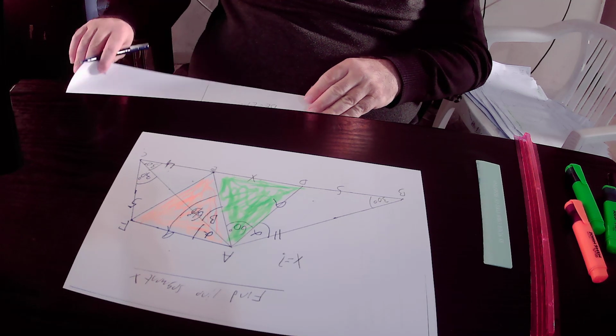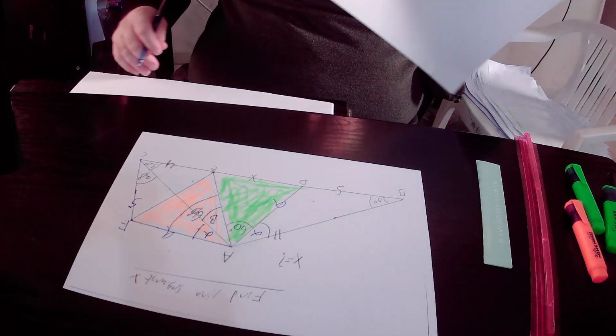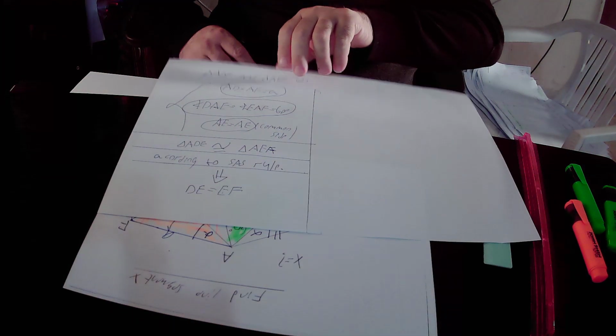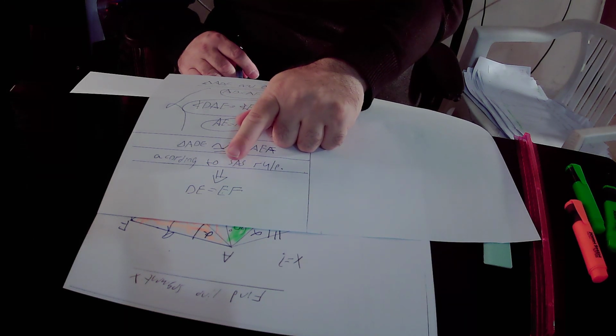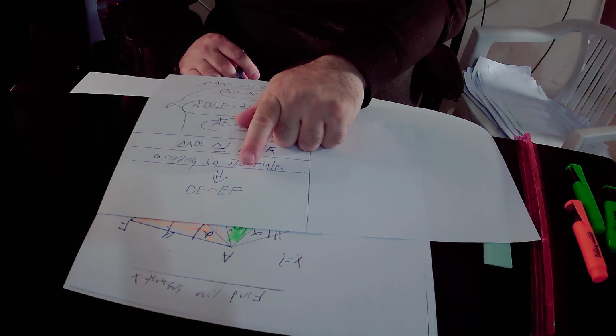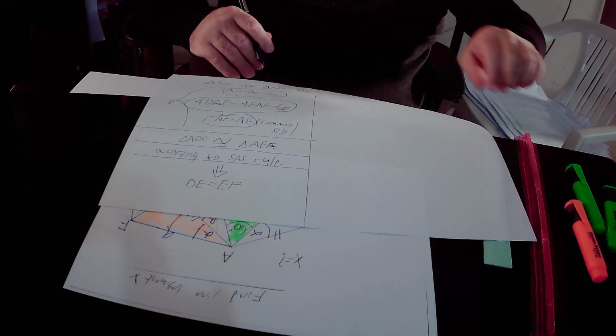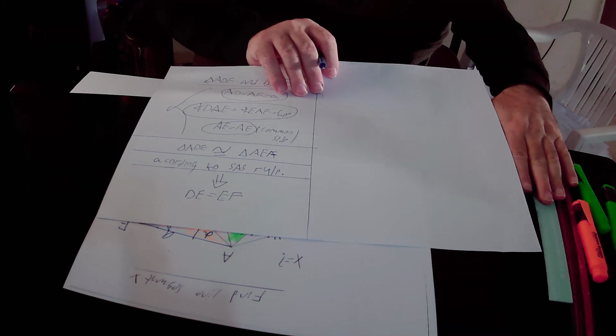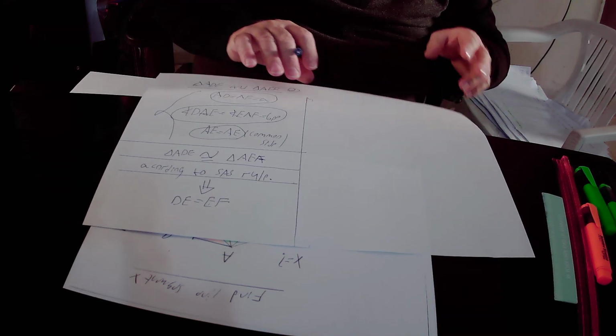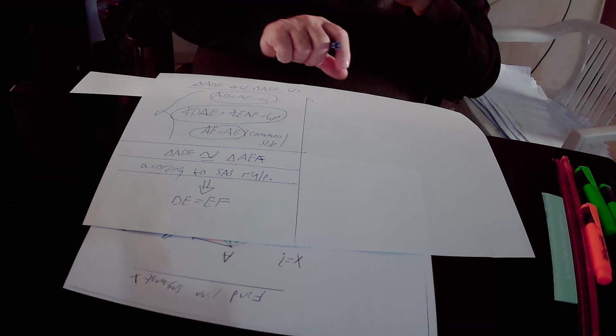I'll repeat again. We'll conclude that side DE in the green triangle is congruent to side EF in the orange triangle, according to the same rule that corresponding sides in congruent triangles are equal to each other.